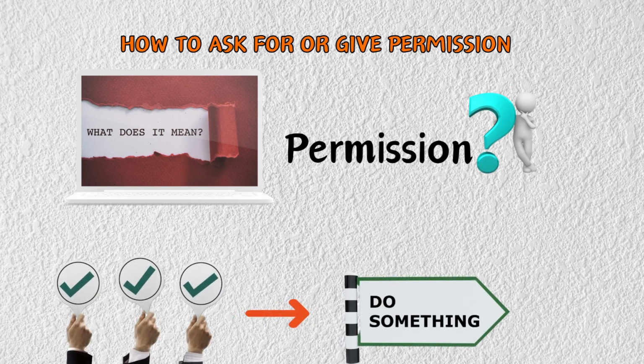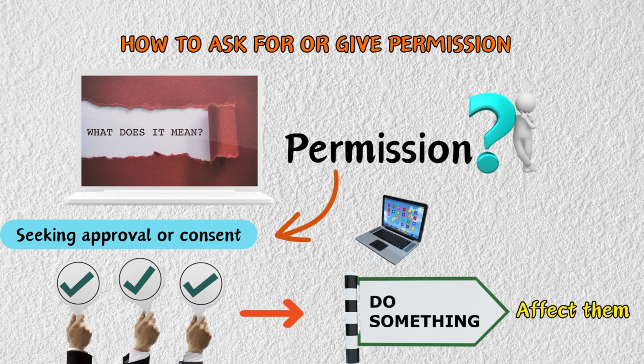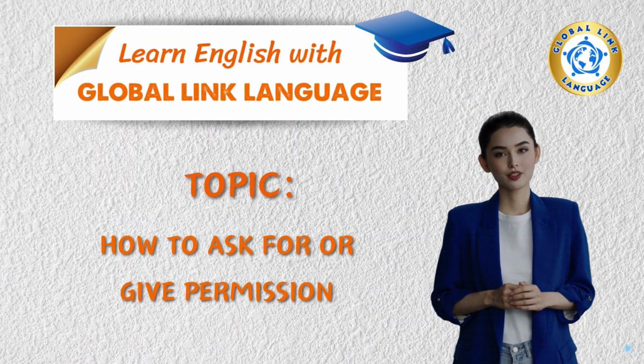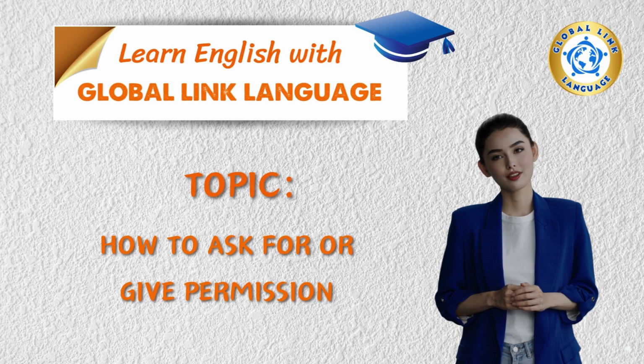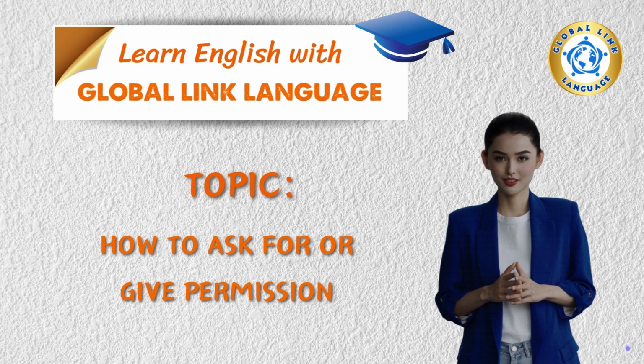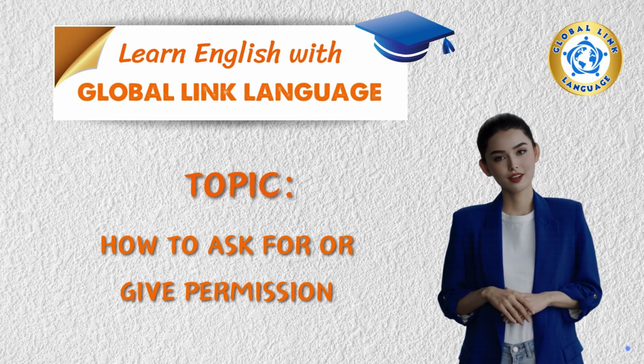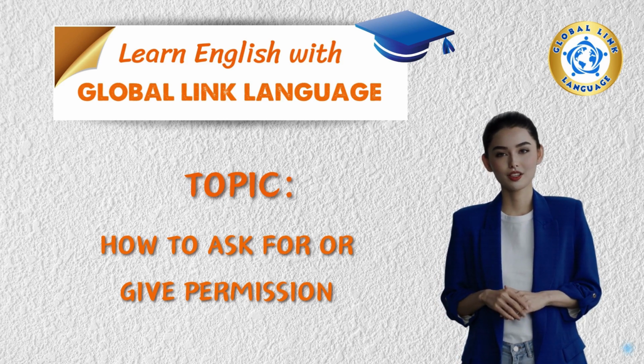Asking for permission is the act of seeking approval or consent from someone before doing something that may affect them, use their belongings, or enter their personal space. It's a way of showing respect and acknowledging the rights and preferences of others. Permission is often sought in various situations, such as borrowing items, entering spaces, or involving others in plans, to ensure that everyone is comfortable and on the same page. Asking for permission is not just about being polite, it's a key element of respectful communication.